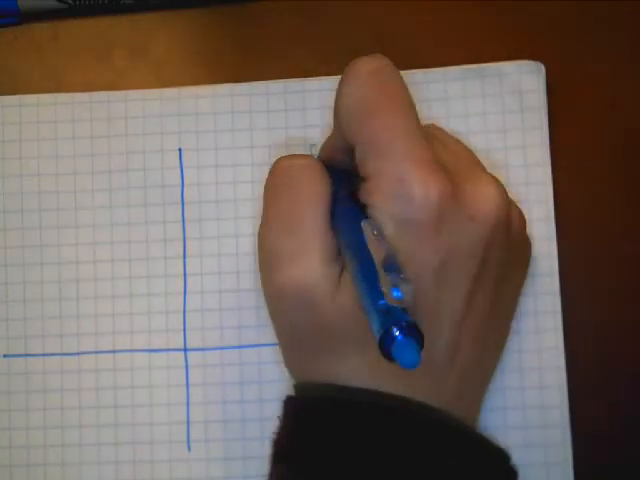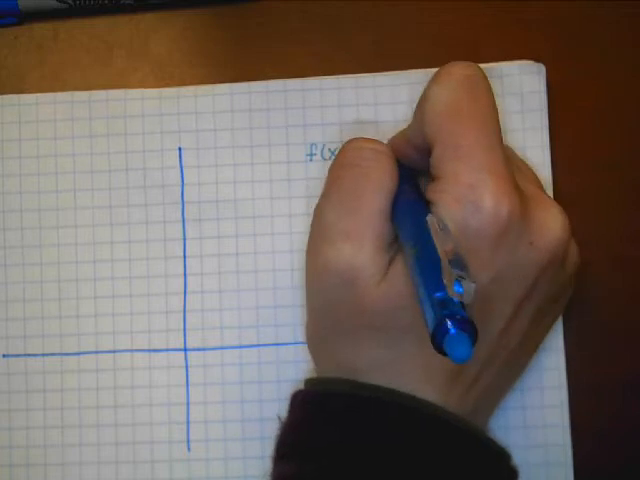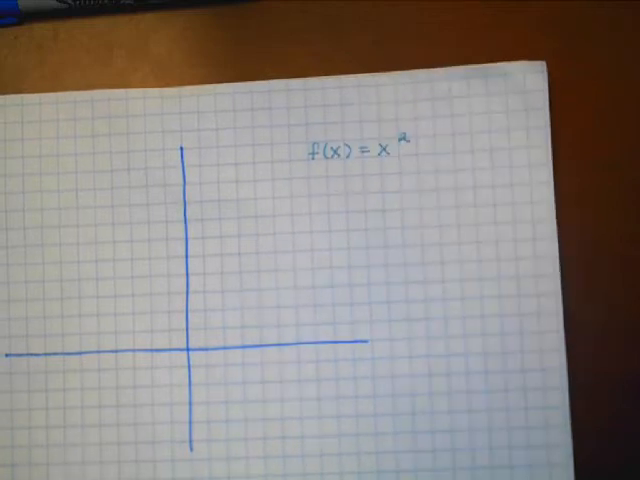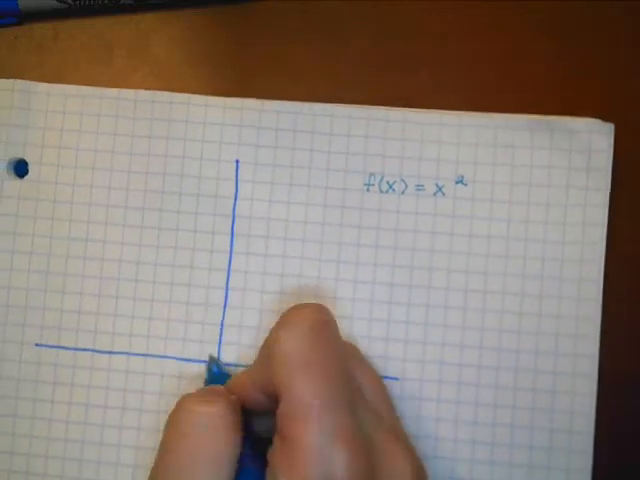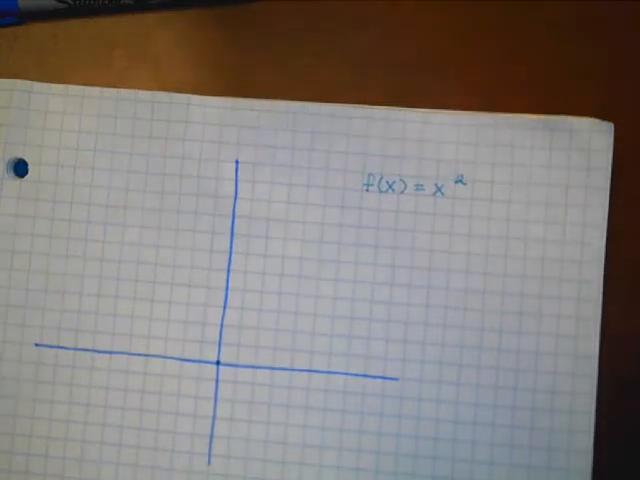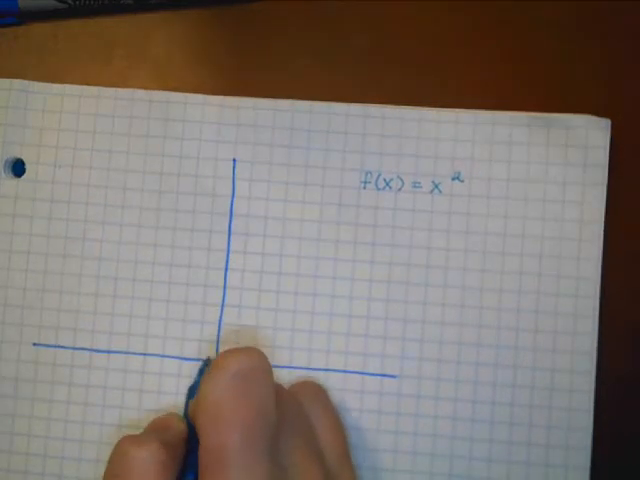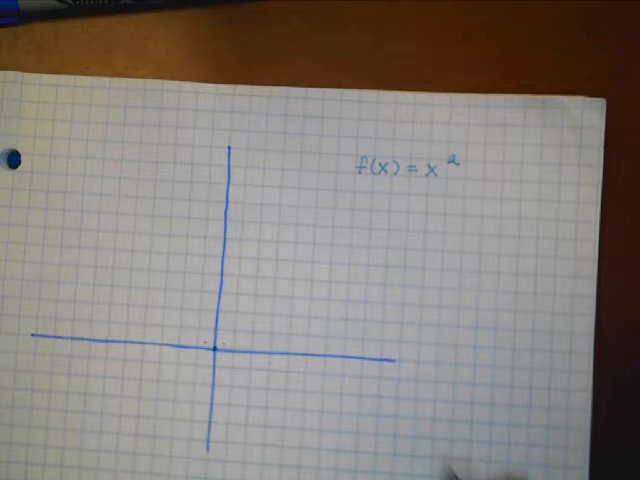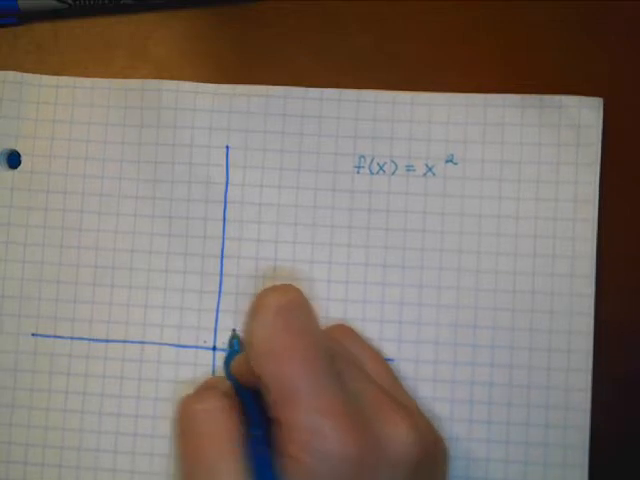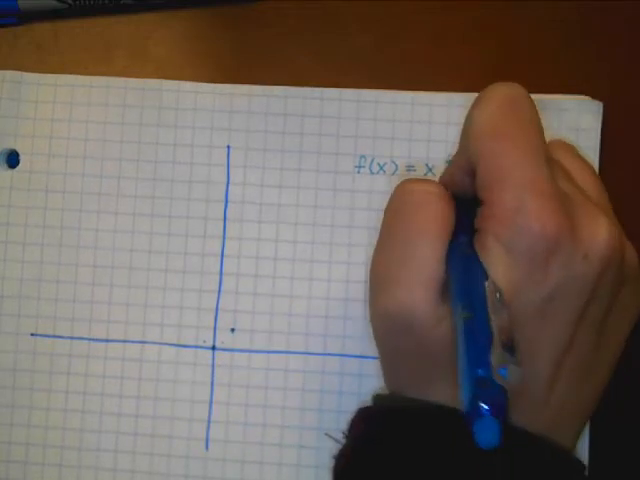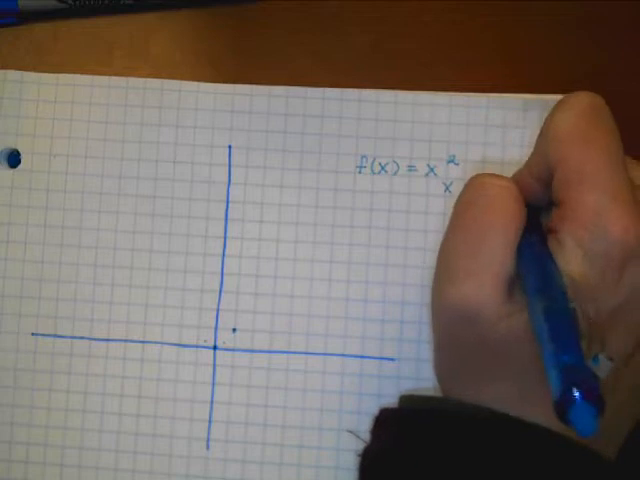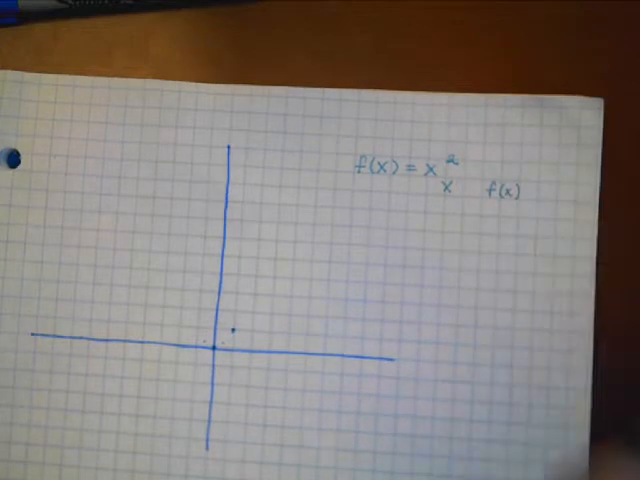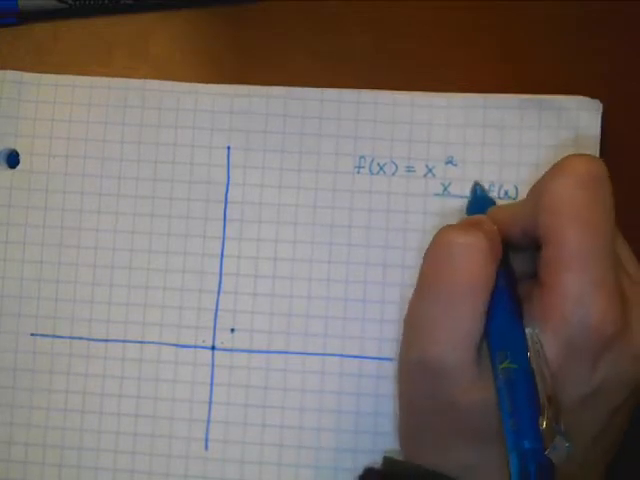So let's look at the function, the parent function, f of x equals x squared. Now, graphing this out, I have a point at 0, 0. 1/2 would be at like 1/4, and negative 1/2 would be also at 1/4. At 1, 1 squared is 1, so let me make a table of values. X and then f at x.